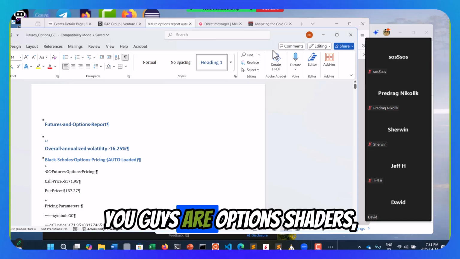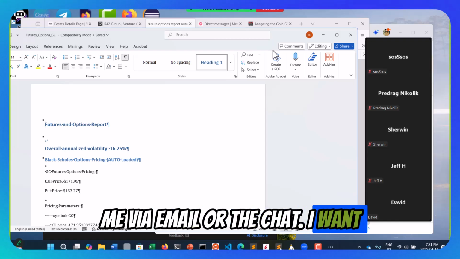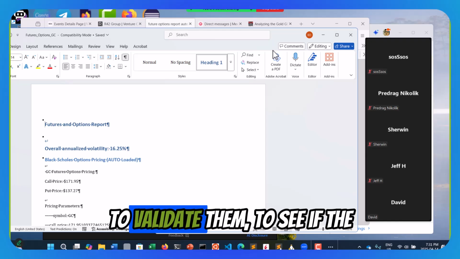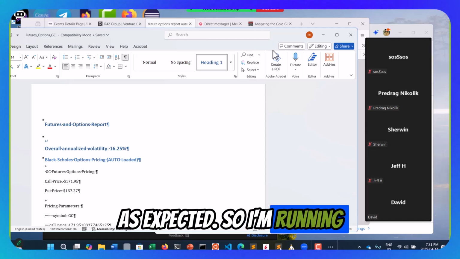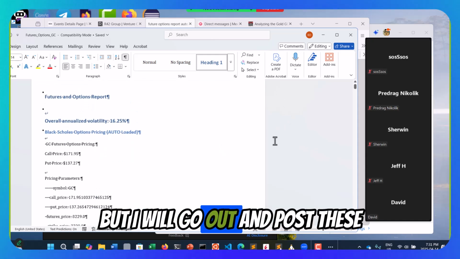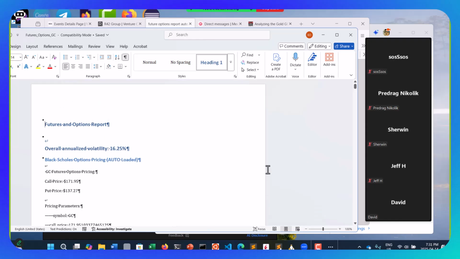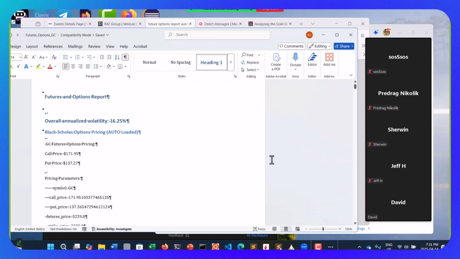If any of you are options traders, get in touch with me via email or the chat. I want to talk to you because I'm going to be running a quote-unquote beta program to give people access to these reports to help me validate them, to see if the data is working as expected. So far I think I have one person interested, but I will go out and post these as jobs for options traders. It's hard to find options traders in the futures market that want to get involved in this.